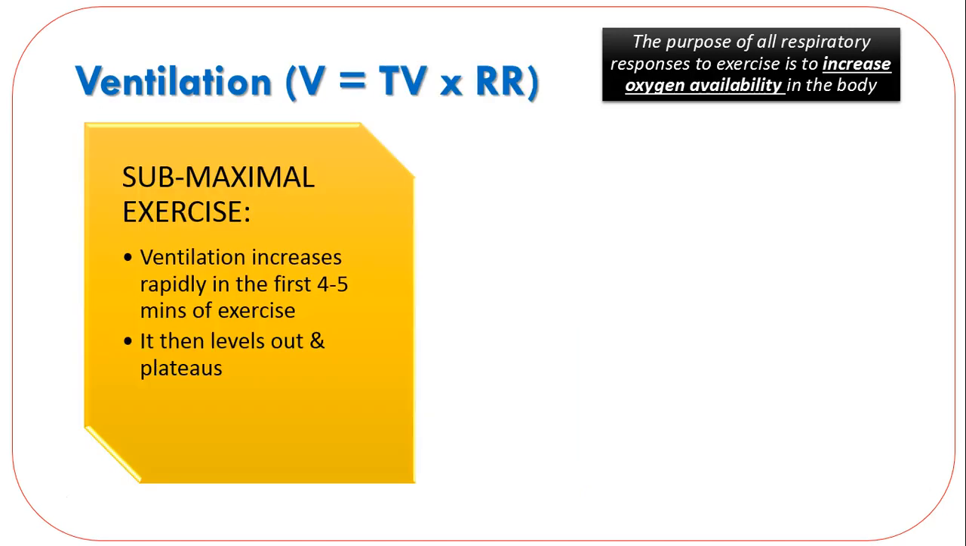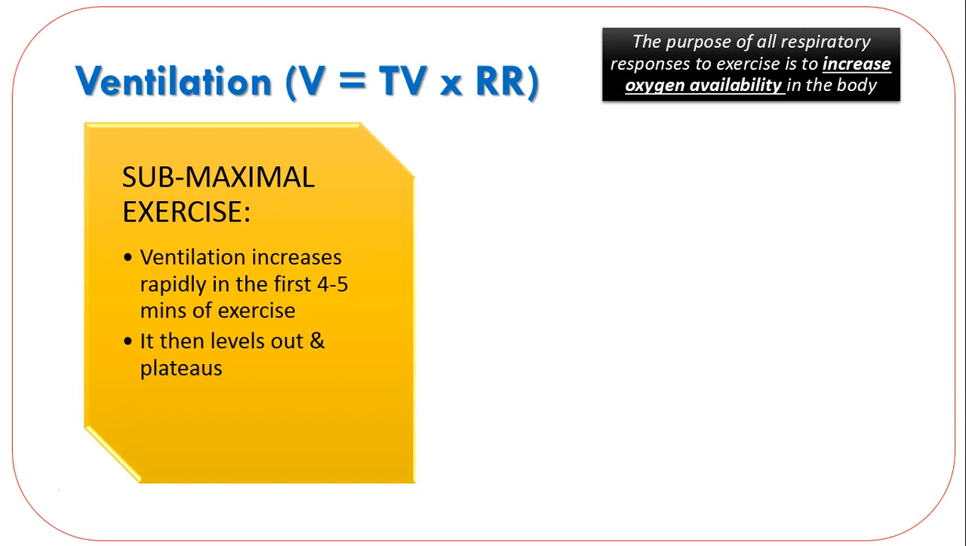If we look at our ventilation rate across different types of exercise, so different intensities, during submaximal exercise, we'll see our ventilation increase really quickly for the first 4 to 5 minutes of exercise, and then it'll plateau out or just flatten out or level out, and it'll become steady. Okay, so in the next bit of information, we'll look at steady state.